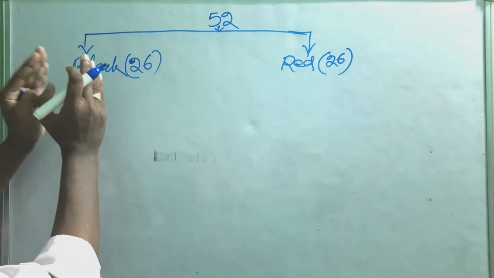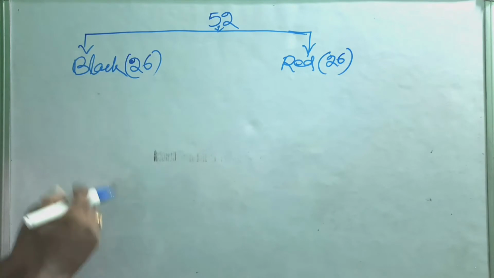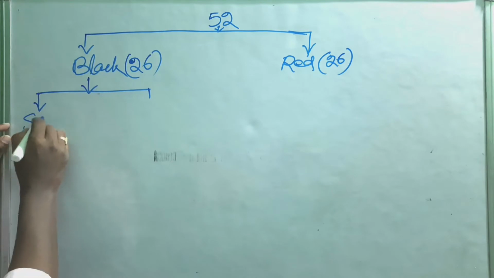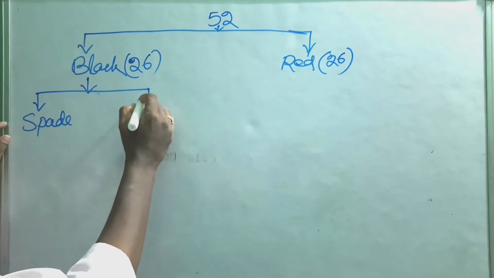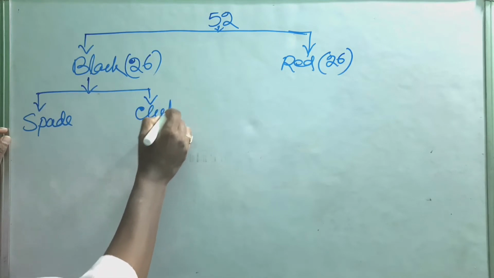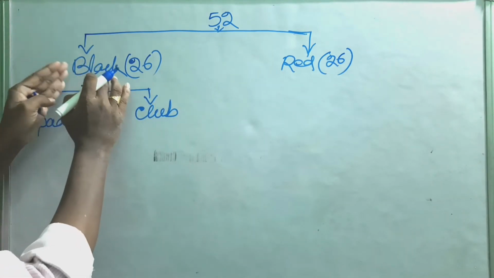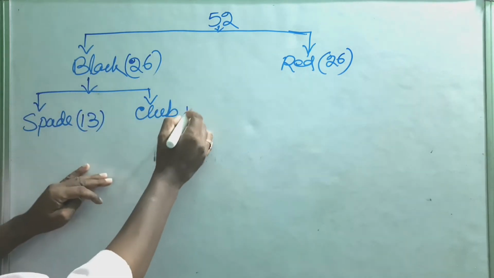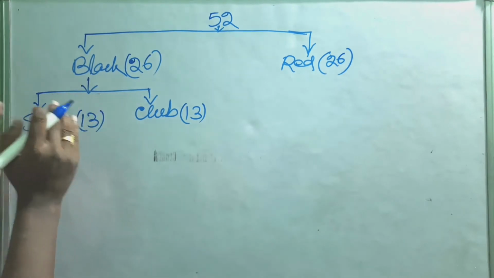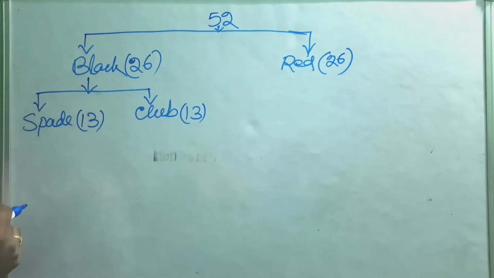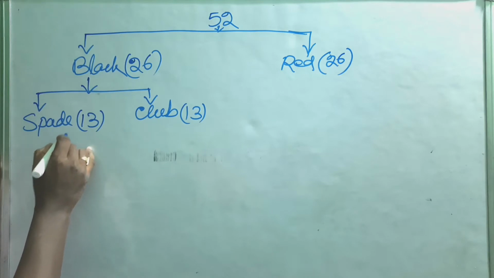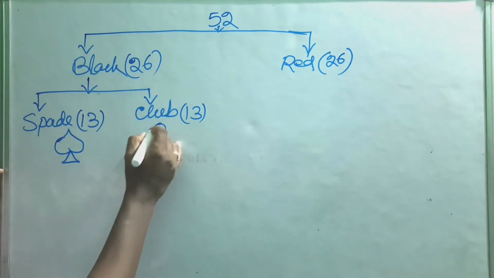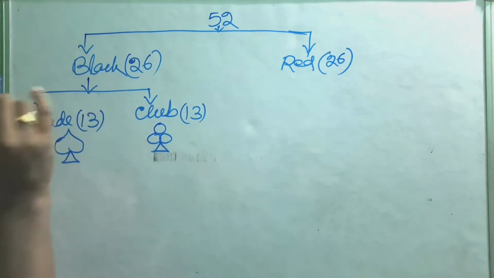Now these black cards are again divided into two types. One is spade, the second one is club. These black cards are also equally divided, that means spade is 13, club is also 13. You know what the symbol of a spade is. So the spade symbol is like this. And this is the symbol of club.